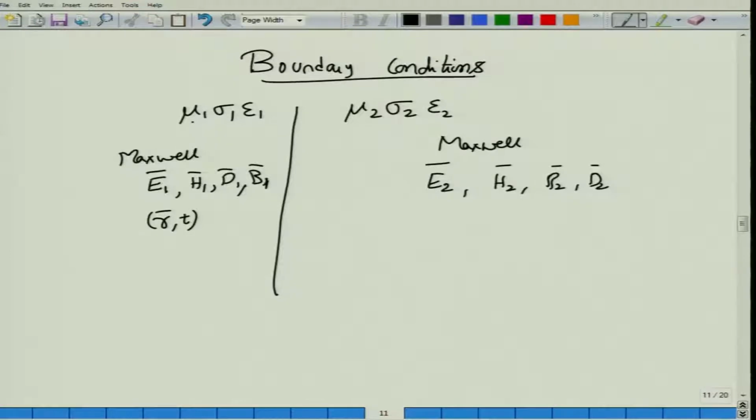So how does having electric field E1 in region mu 1 epsilon 1 and electric field E2 in region mu 2 and epsilon 2, with a boundary separating the two regions, relate the values of the electric fields E1 to E2? In order to understand that, let us fix 2 points.